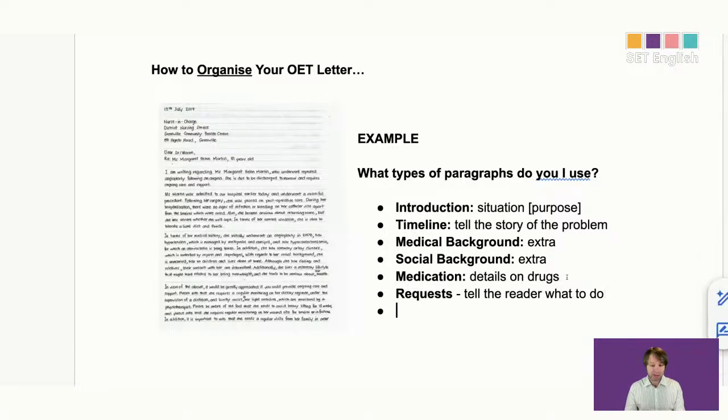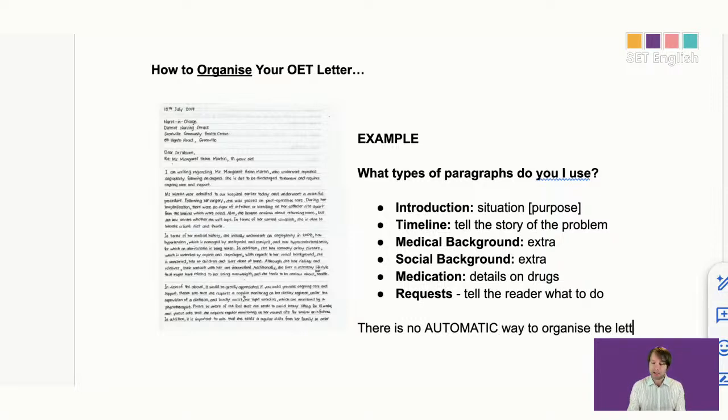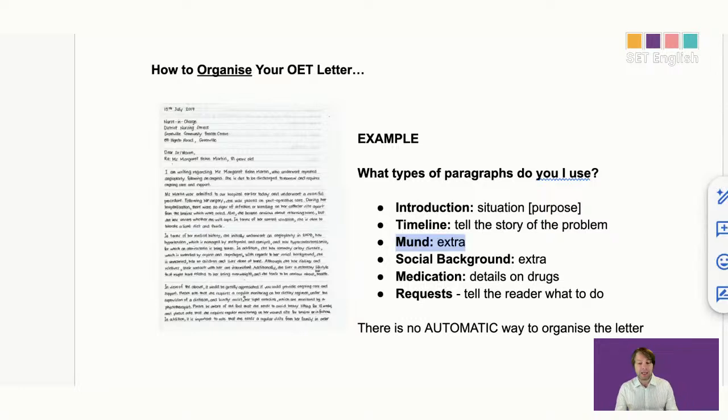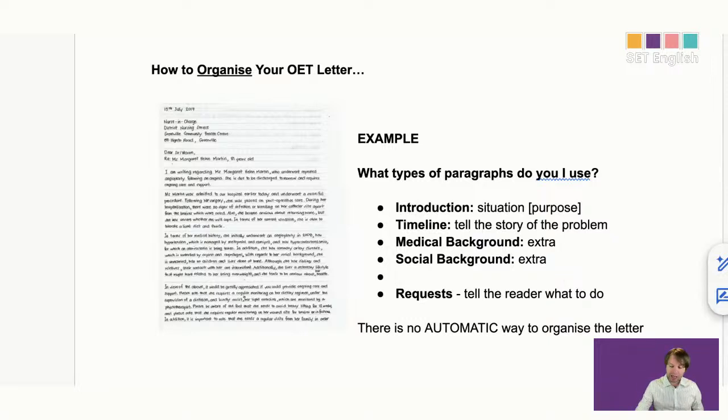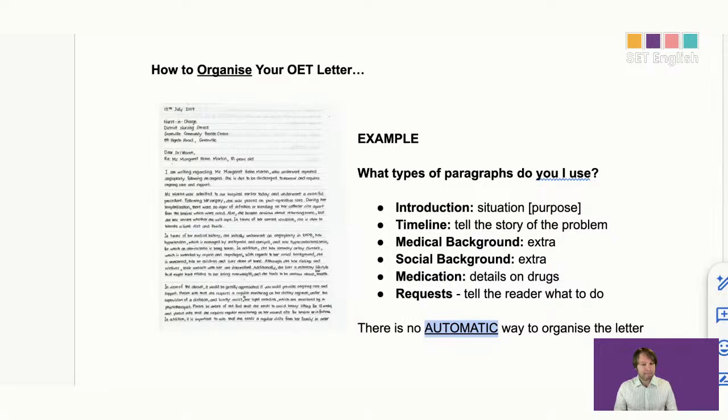Okay, so I'm going to put this here, guys, and I'm going to ask you what you think the answer might be. Okay, there is no automatic way to organize the letter. Sometimes you would have medical background, sometimes no medical background, right? Sometimes you might need to have a medication paragraph, sometimes no medication paragraph. Okay, there is no automatic way to organize your letter. So what do we do? That is the problem.